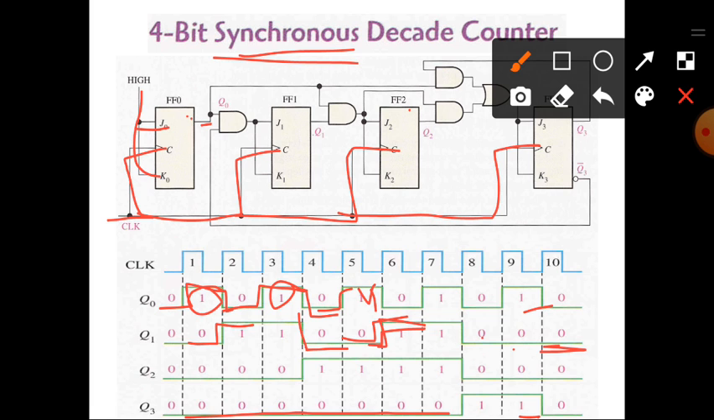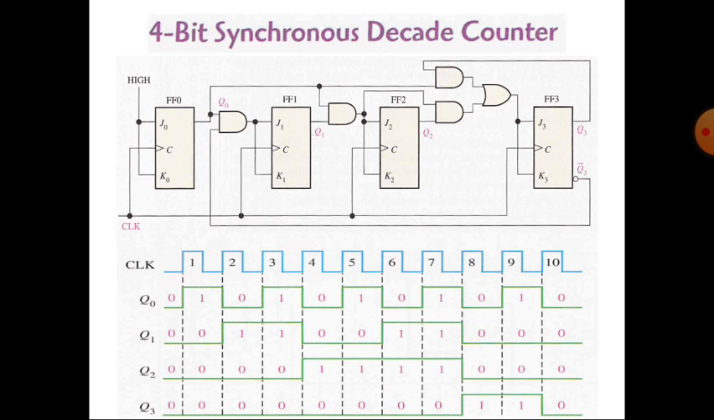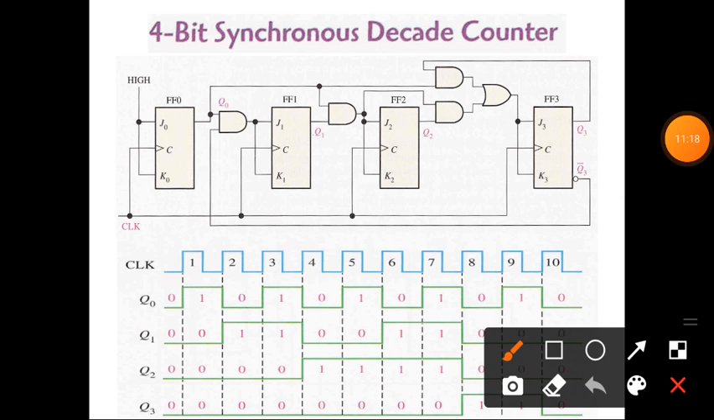So here we are providing the Q0 output to the AND gate and also Q3 equal to 0, that is Q3 bar. We are selecting the Q3 bar, that will be the input of the AND gate, and that AND gate output will be given to the input of J1 and K1. Then it will provide the Q1 output.